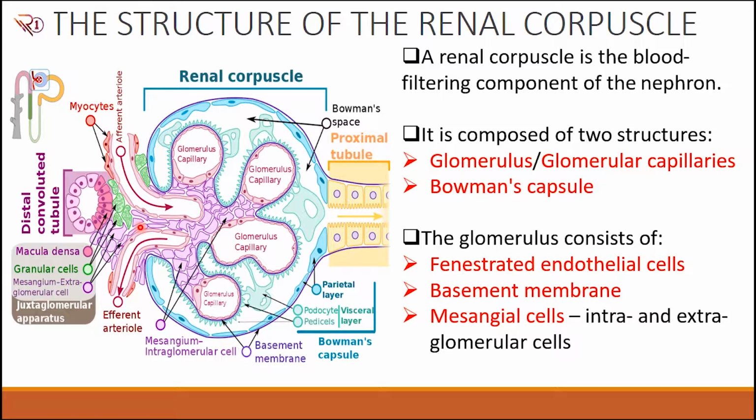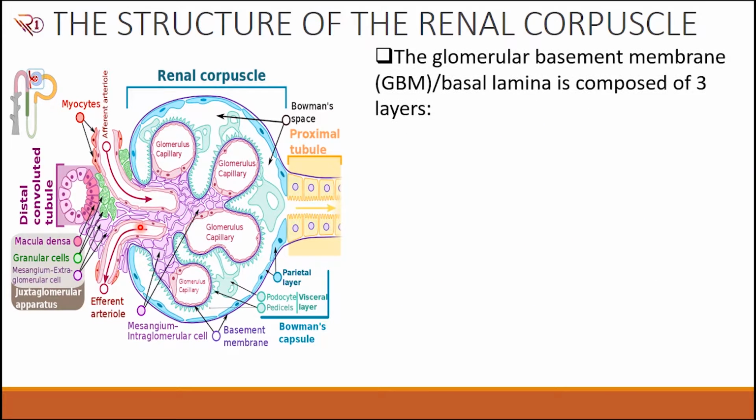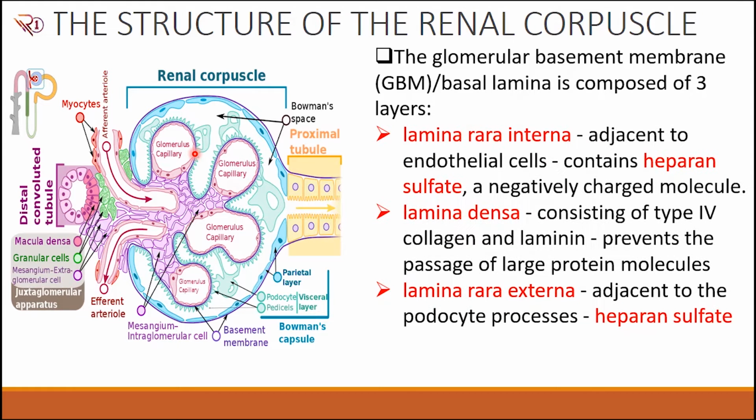Alright, so let's continue to go deep. So let's talk about the basement membrane or the glomerular basement membrane. It is composed mainly of 3 layers. We have the lamina rara interna, which is just adjacent to the endothelial cells, contains heparan sulfate, and this makes it a negatively charged molecule.